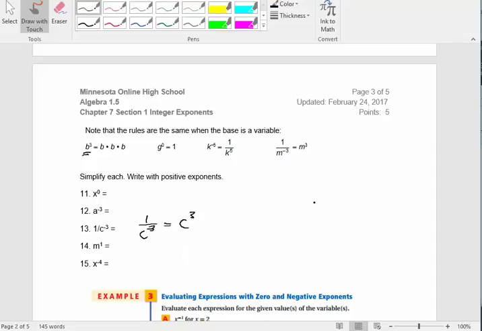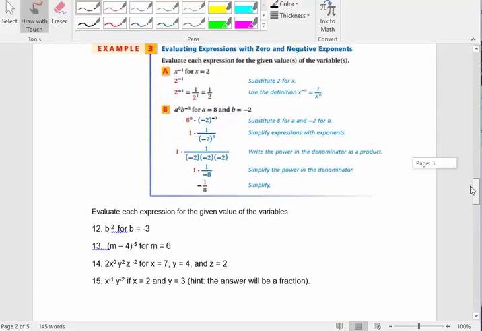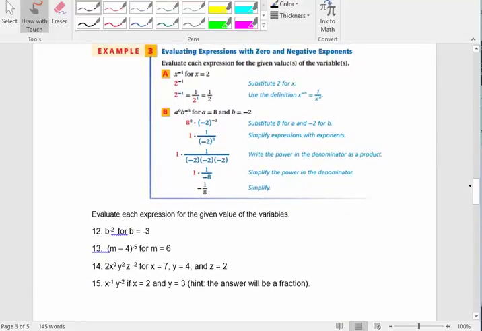So finish these ones. The next things that we're going to look at are similar, but we're going to be evaluating. So we'll have an expression, and then we'll have to put a value in. Always put parentheses around what you are substituting for.